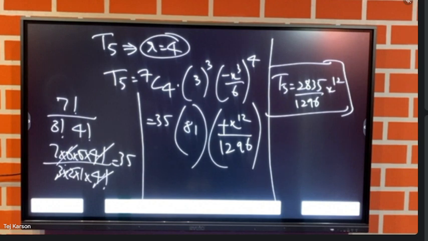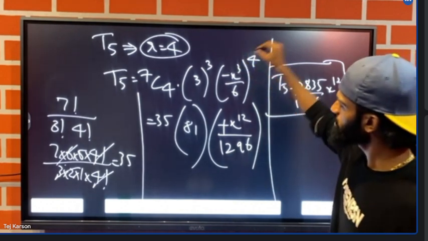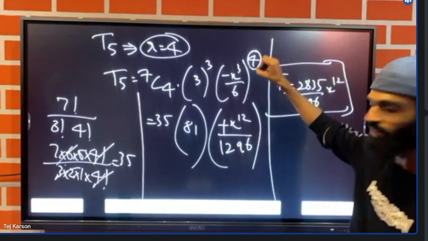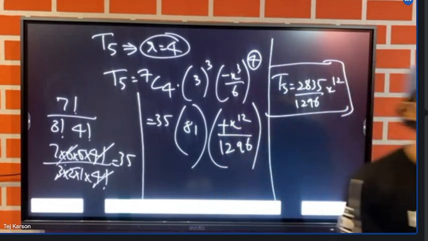So why do you cancel the minus sign there? Because minus times an even number, I mean even power, gives you a plus. Oh, that's a plus.